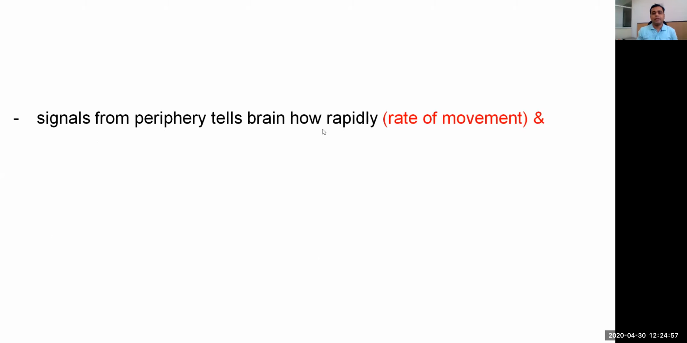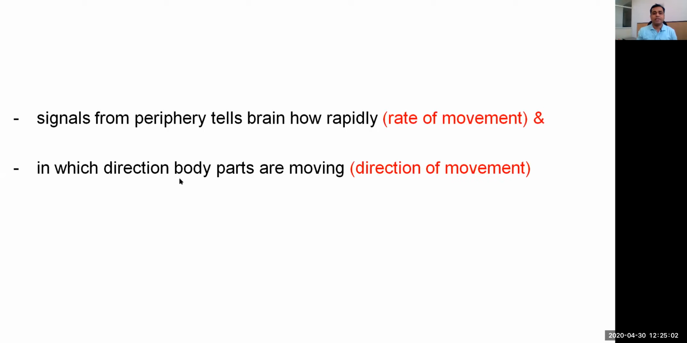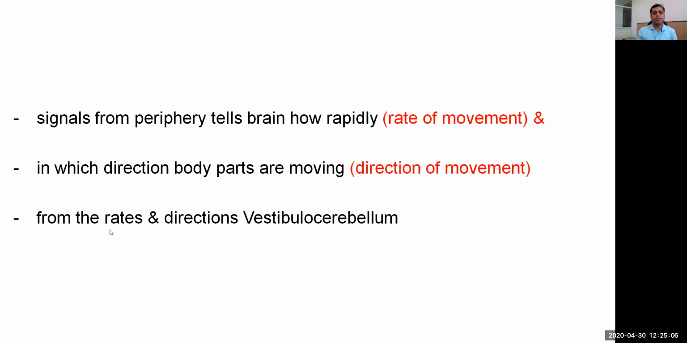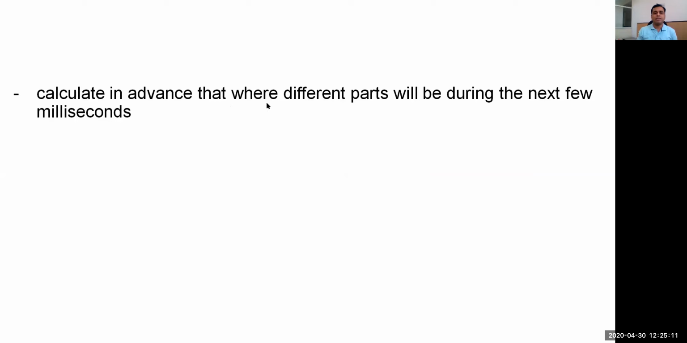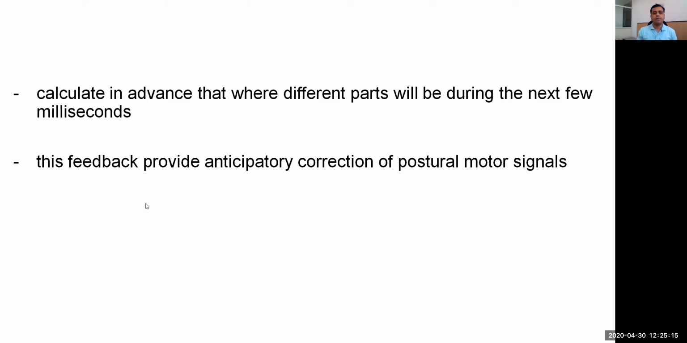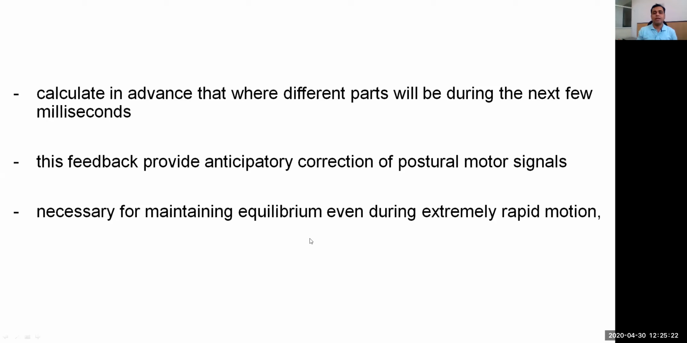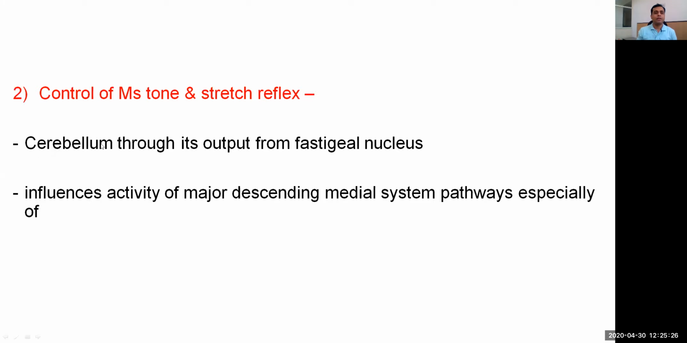Signals from the periphery tell the brain how rapidly, that is the rate of movement, and in which direction, that is the direction of movement, different parts of the body are moving. From the rates and directions, the vestibulocerebellum calculates in advance where different parts will be going during the next few milliseconds. This feedback provides anticipatory correction for the postural motor signal necessary for maintaining equilibrium even during extremely rapid motion. Next function is control of muscle tone and stretch reflex.